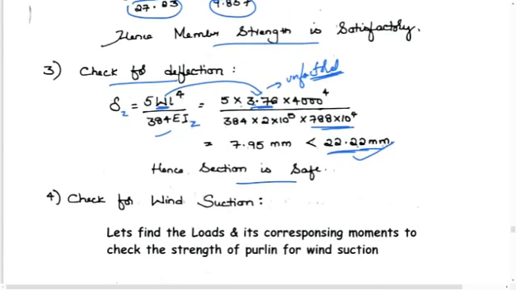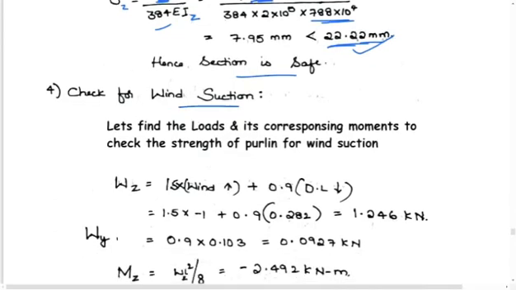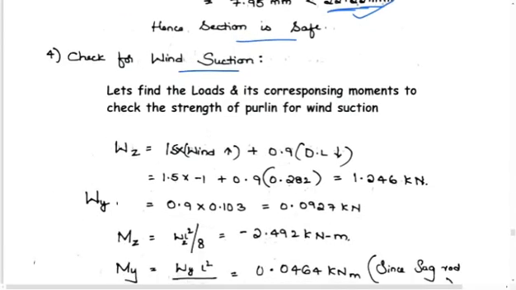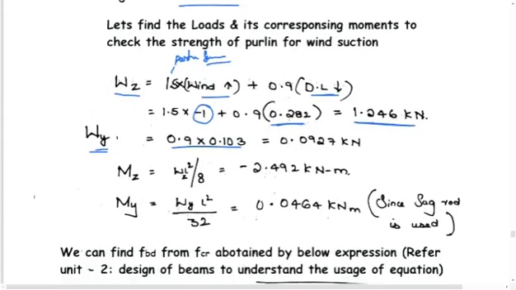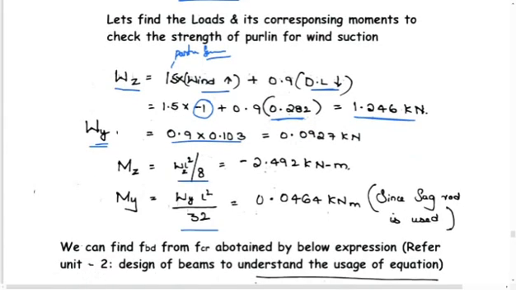And similarly, because of the wind suction also, we have to find out the moment, similar to what we have done in case 1. So you have to calculate Wz and Wy because of wind, which is equal to the partial factor of safety, or safety factor, 1.5 into wind minus 1, and 0.9 into dead load, is this. This is calculated in case 1, right? These loads are calculated in case 1. So substitute them, and this is Wy. And upon calculation, you get this.